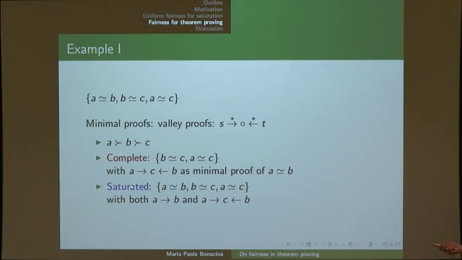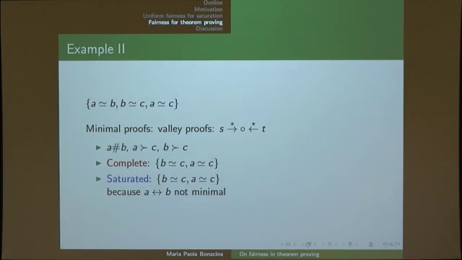On the other hand, the saturated set has them all, because it wants to have all the normal form proofs, and therefore it keeps also the equation A equals B, because it wants to have also the proof A goes to B in addition to this proof. This is also a valley proof, of course, because this can be 0.